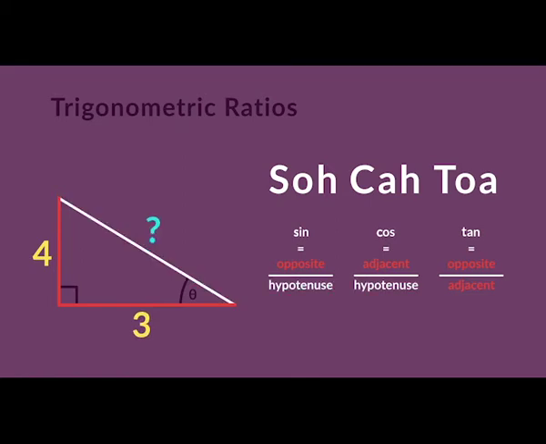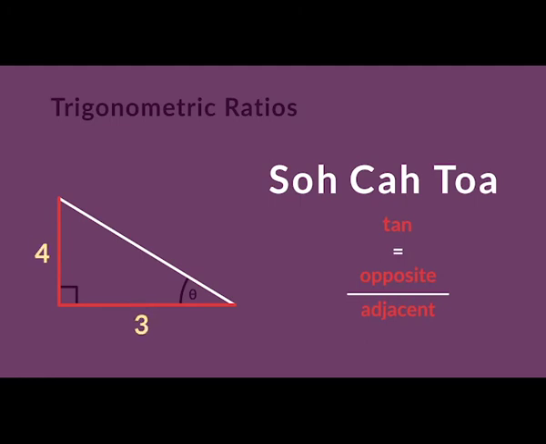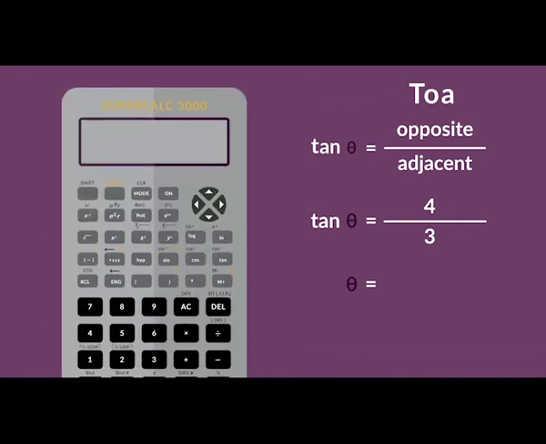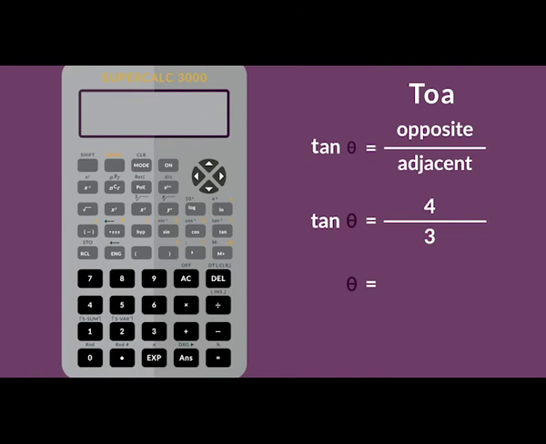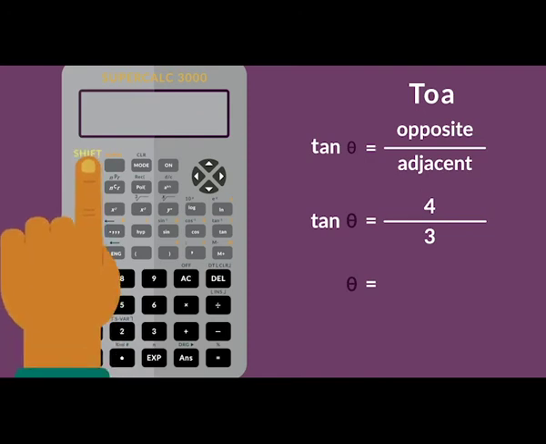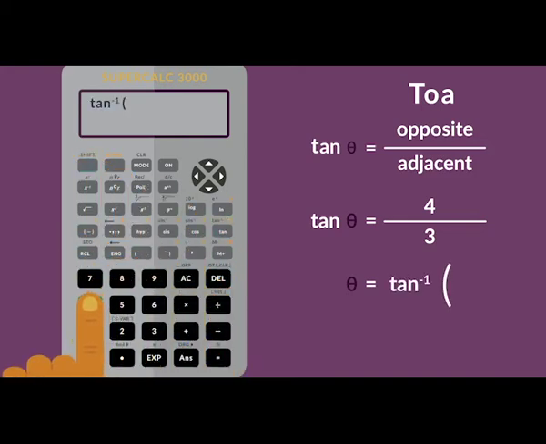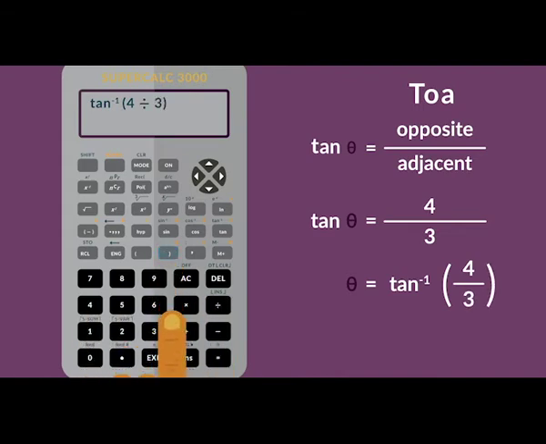We don't have a hypotenuse, so it can only be tan. Tan theta is equal to 4 over 3. To work out the value of theta, we need to isolate it on the left-hand side of the equation. Then we use the inverse of tan on a scientific calculator. You usually get to this by first pressing Shift or second function, then the tan button. Then insert either the fraction 4 over 3 or 4 divided by 3 in brackets. Then press equals and you will get the value for theta. So the angle of elevation we're looking for is 53.13 degrees.